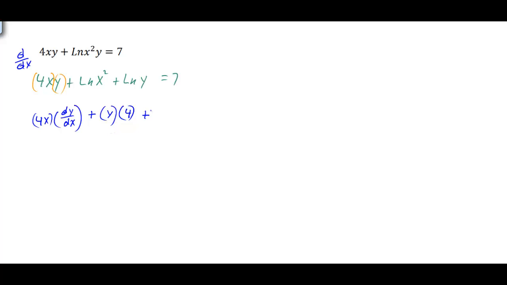Okay, so there's the derivative of 4xy using the product rule. So then we would have plus the derivative of ln x squared. Well, the derivative of x squared would be 2x over x squared. Okay, so that's du over u. And then we have plus ln of y. So the derivative of y, that's our du. Again, we're taking it with respect to x, so this would really become dy/dx over our u value, which is y. And that's all equal to the derivative of 7, which is 0.